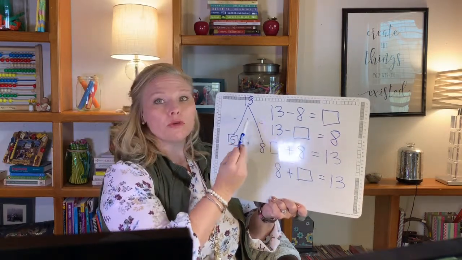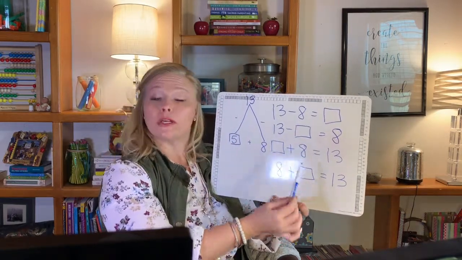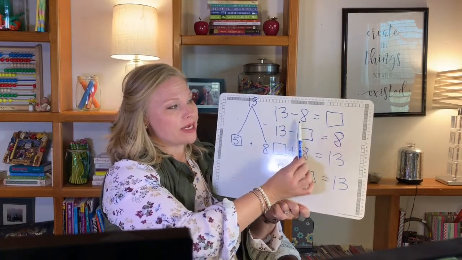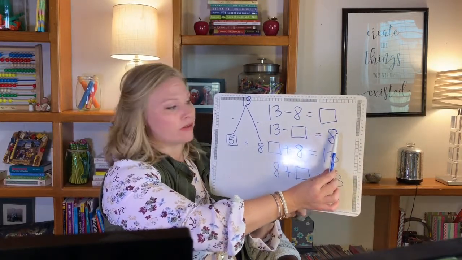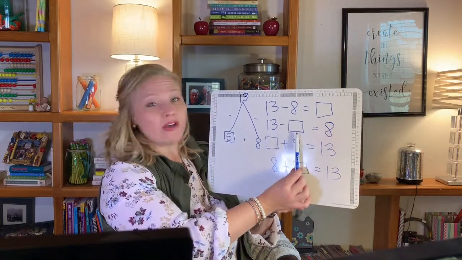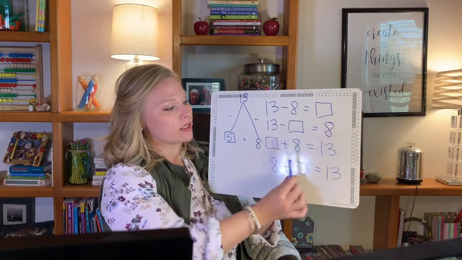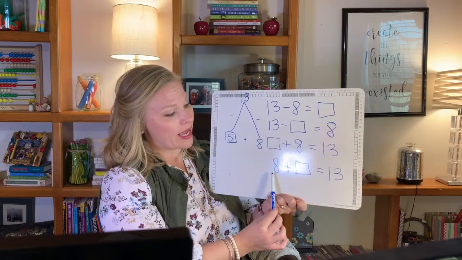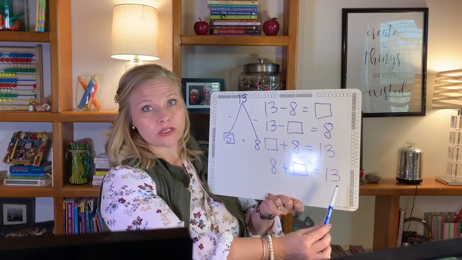But now we go through and we say all of the equations and we insert 5 for the unknown. Class, read with me. 13 minus 8 equals 5. 13 minus 5 equals 8. 5 plus 8 equals 13. 8 plus 5 equals 13.